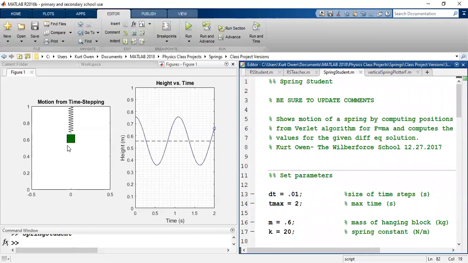So as we move forward, you're going to make alterations in this basic code to do more and more complicated things over the next couple of weeks. All right, well, enjoy working with this MATLAB program.